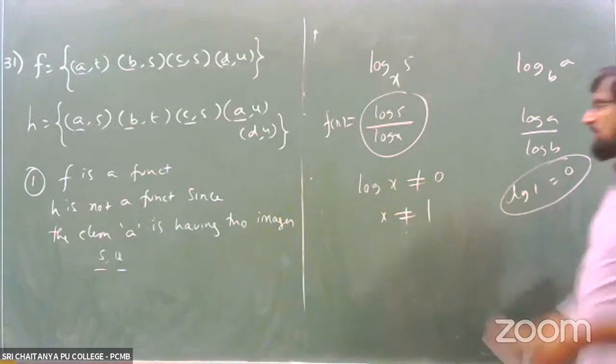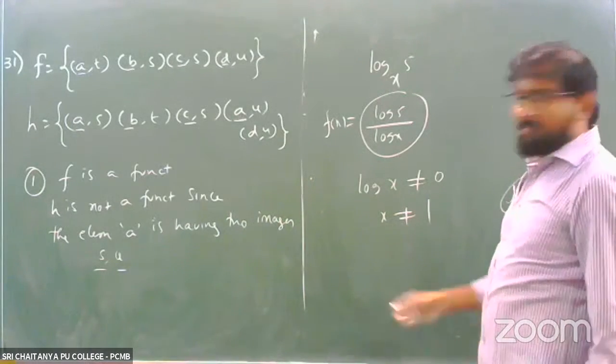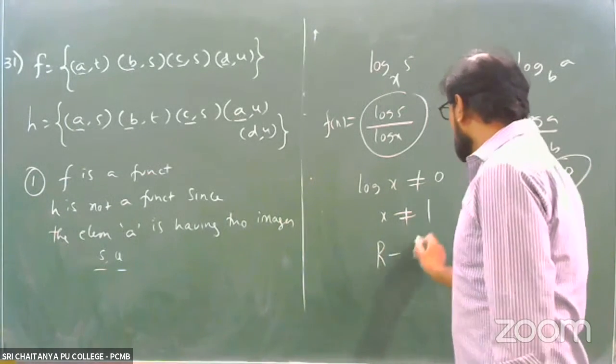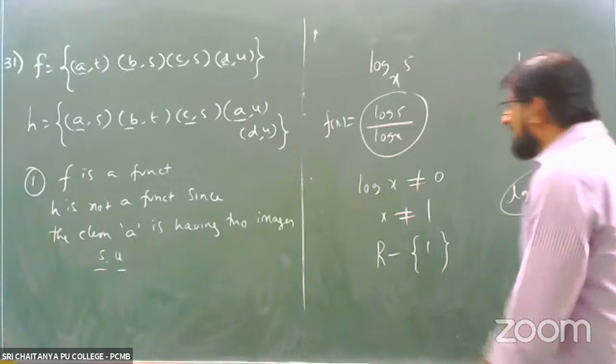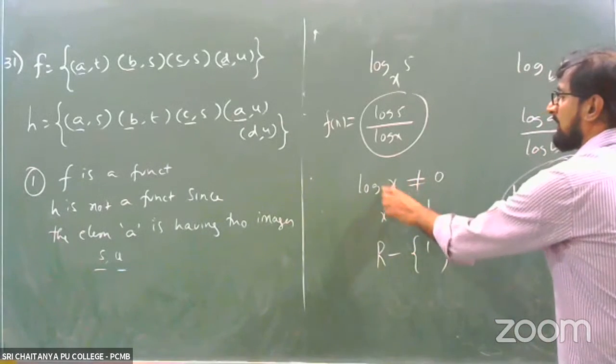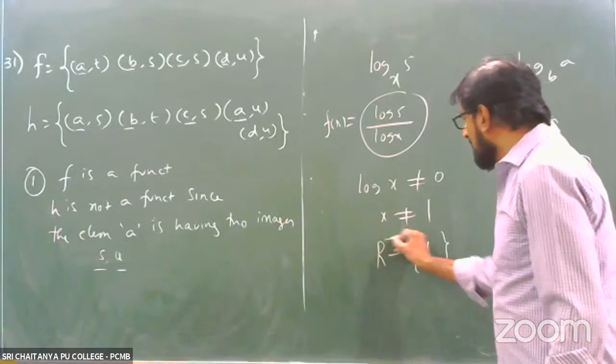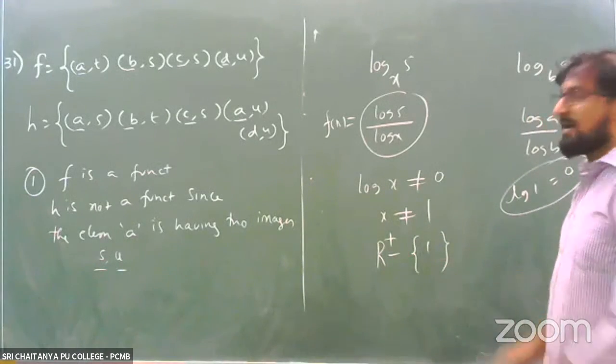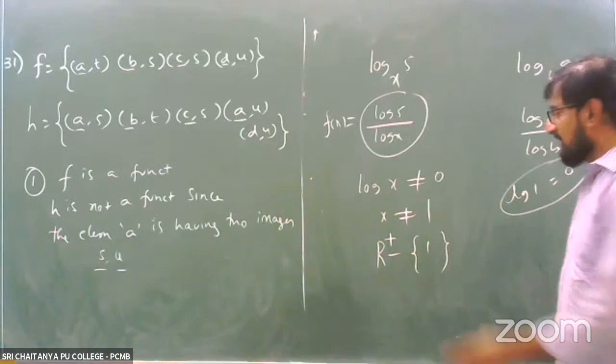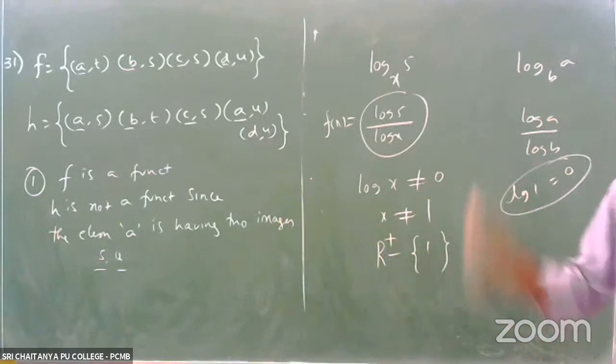Am I right? So x should not be equal to 1, meaning it should be R minus 1. But logarithm will exist only for positive real numbers. So it is R plus minus 1. All positive real numbers except 1 is the answer. Copy this one.